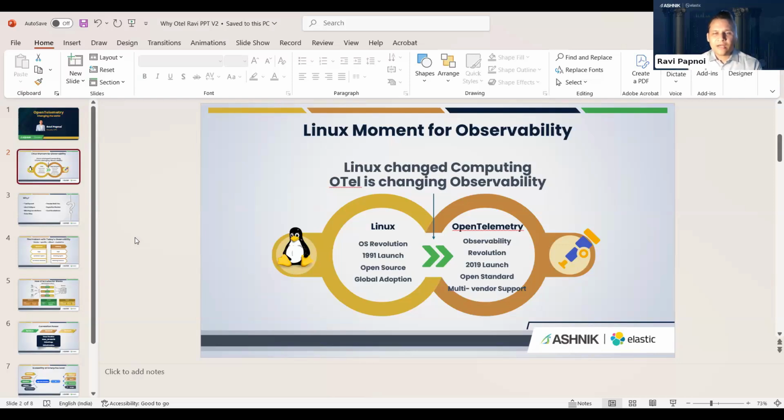So keeping that in mind, when you look at OpenTelemetry, what it does is create an open standard, and it has multi-vendor support. So you have a common way of collecting information, and that information can then further be disseminated and used by any variety of tools and technologies of your choice.